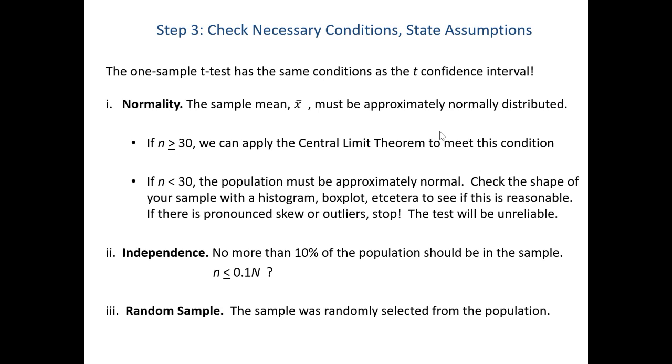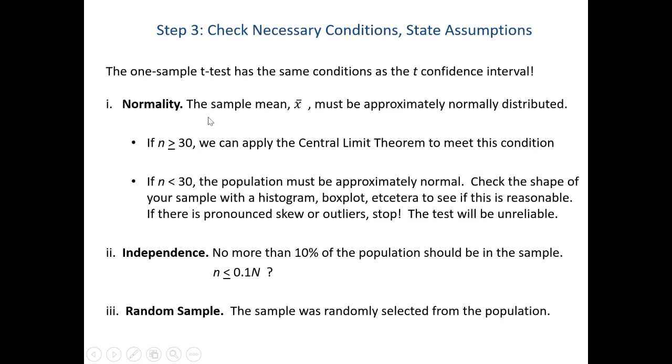So the conditions for the one sample t-test, you may remember because you hopefully saw them when you did a one sample t confidence interval. At the basic level, they're also the same conditions as the z-test for proportion. That is, we need normality, we need independence, and we need a random sample. The details of how we check normality are going to be a little different, though.